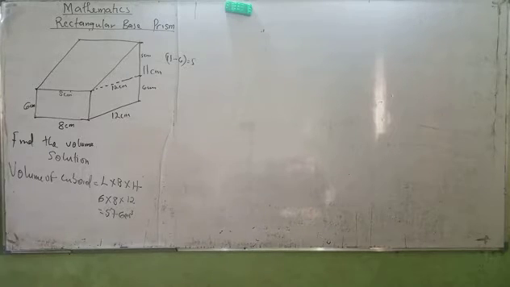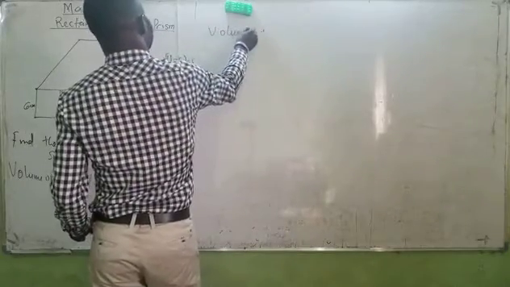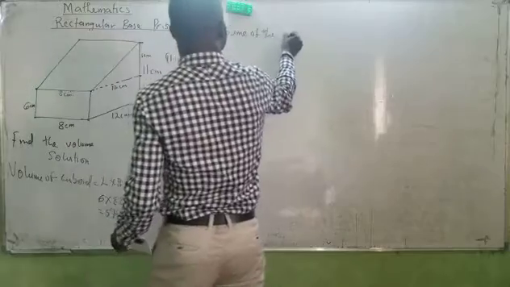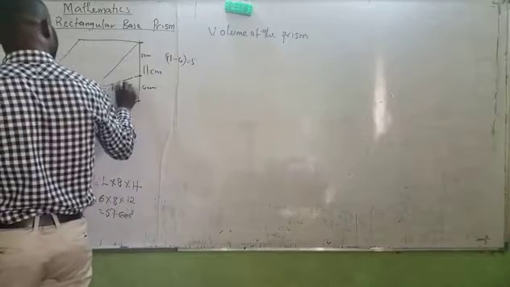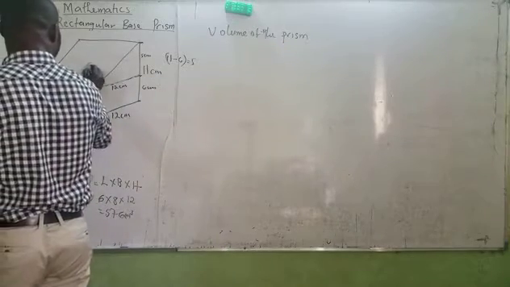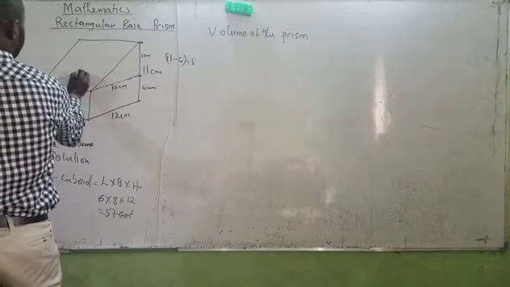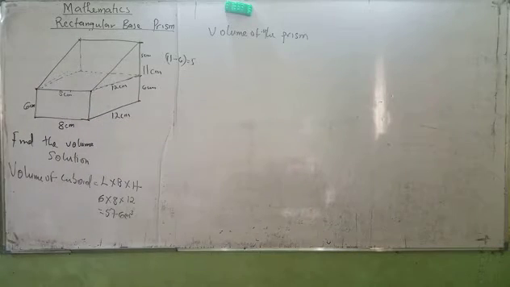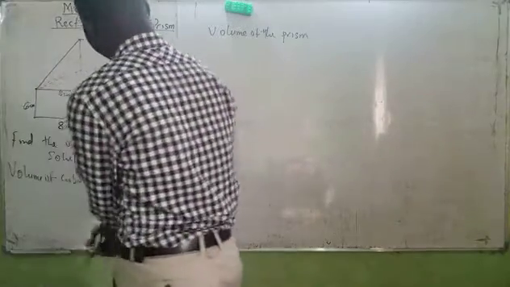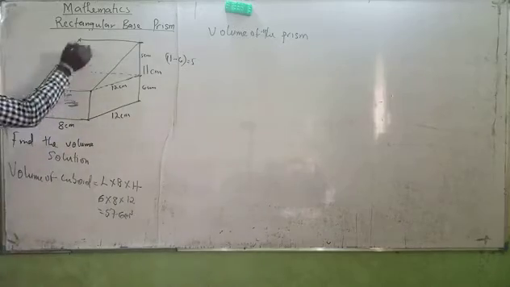Now, since I have that, I will move on to the next one, which is the volume of the prism. How do I get the volume of the prism? Don't forget, this is a prism I'm talking about. If I find the volume of the prism, it means I've successfully found the volume of this place. Do you get me now?